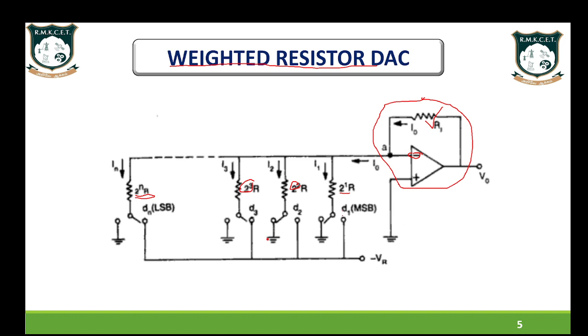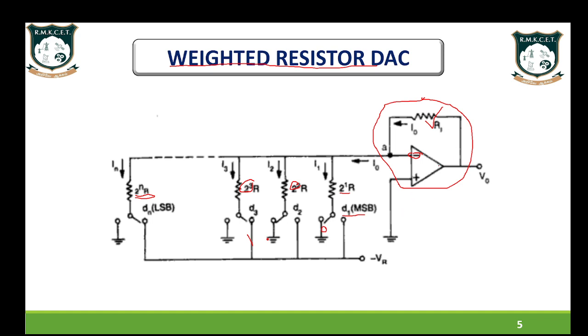And there are switches called SPDT, single pole double throw switches. There is only one pole, but double throw. It might be connected to the ground, which we logically consider as 0. If it is connected to the negative reference voltage, which we call logically 1. D1 starts from the most significant bit and Dn, where it ends, we call the least significant bit. This is the overall construction of the circuit diagram.